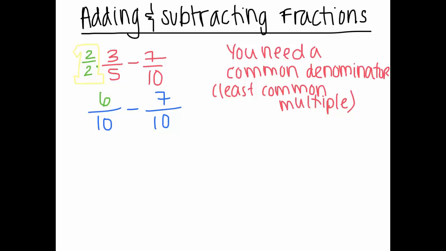So now that these two fractions have the same denominator, you can just create one fraction that has denominator 10, and look at the top, 6 minus 7, which is -1. So 3/5 minus 7/10 is -1/10.